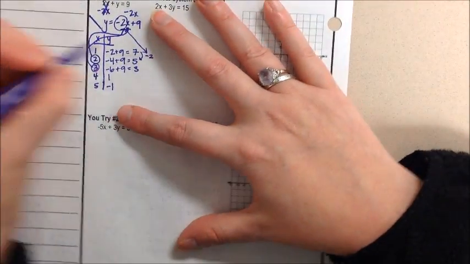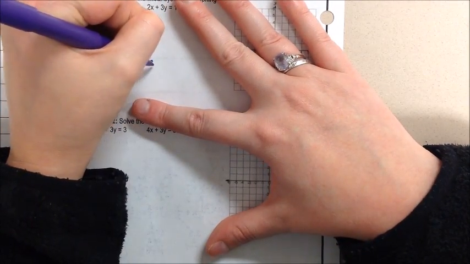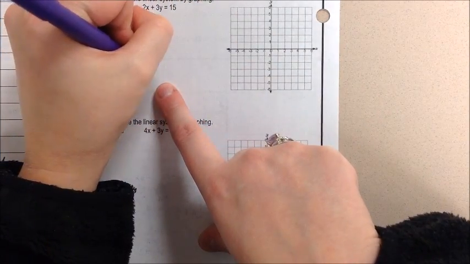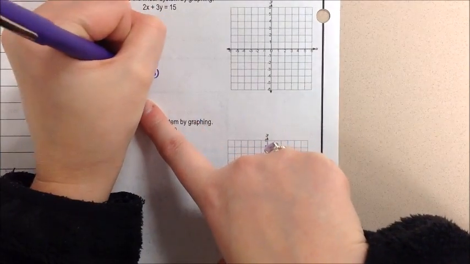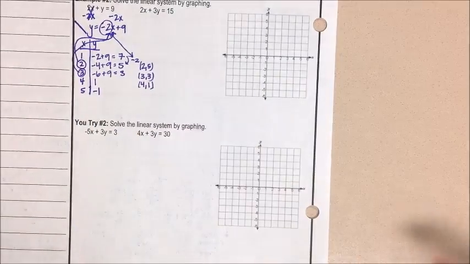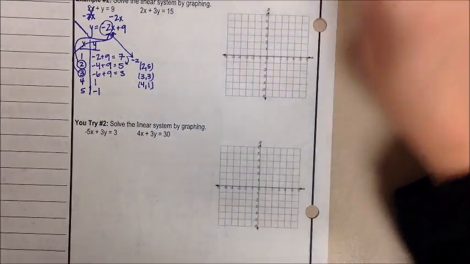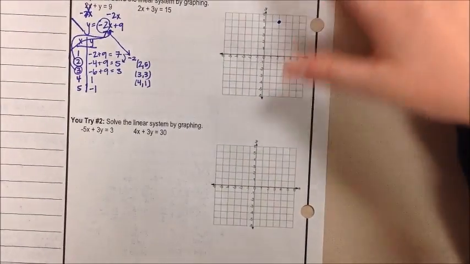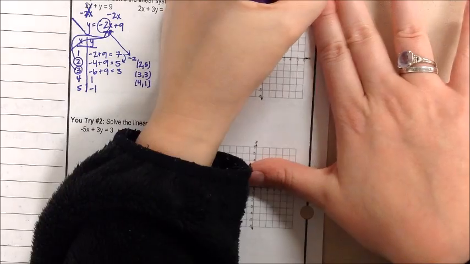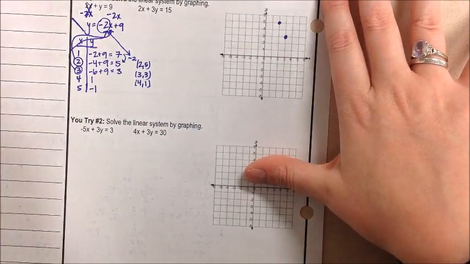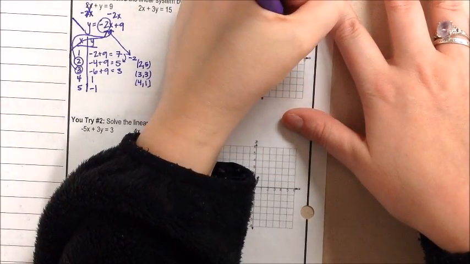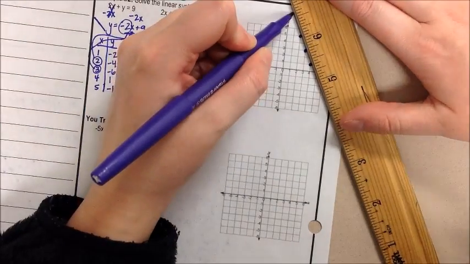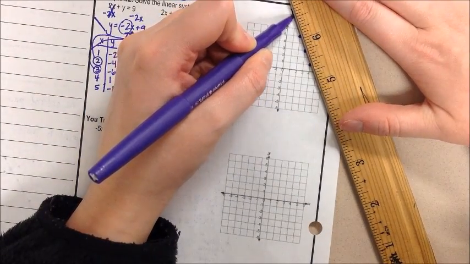I'm just going to use (2, 5), (3, 3), and (4, 1). I could keep going. I could use (5, -1) if I wanted to, but remember I only need 3, so I'm just going to use those. So (2, 5), (3, 3), and (4, 1). Okay, so I'm going to draw my line.